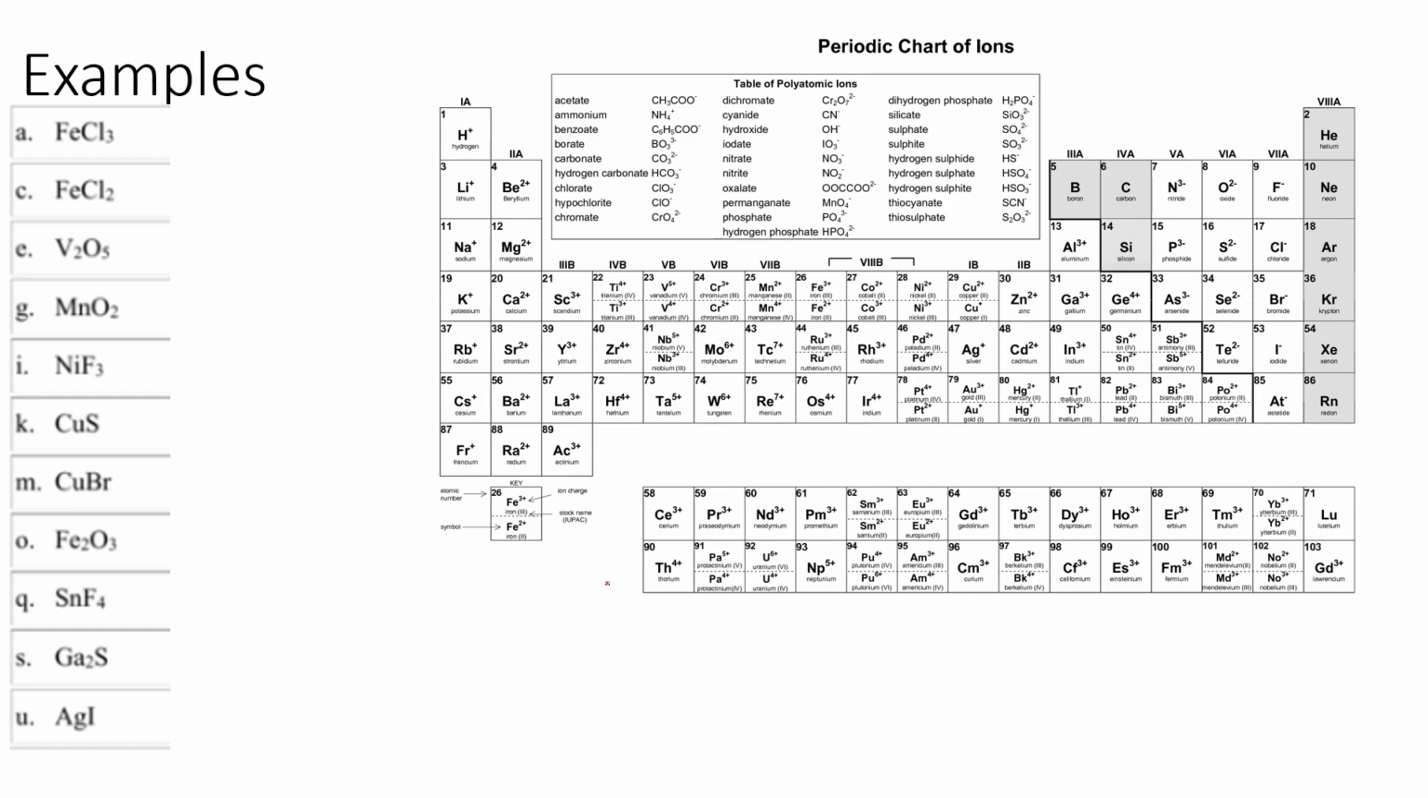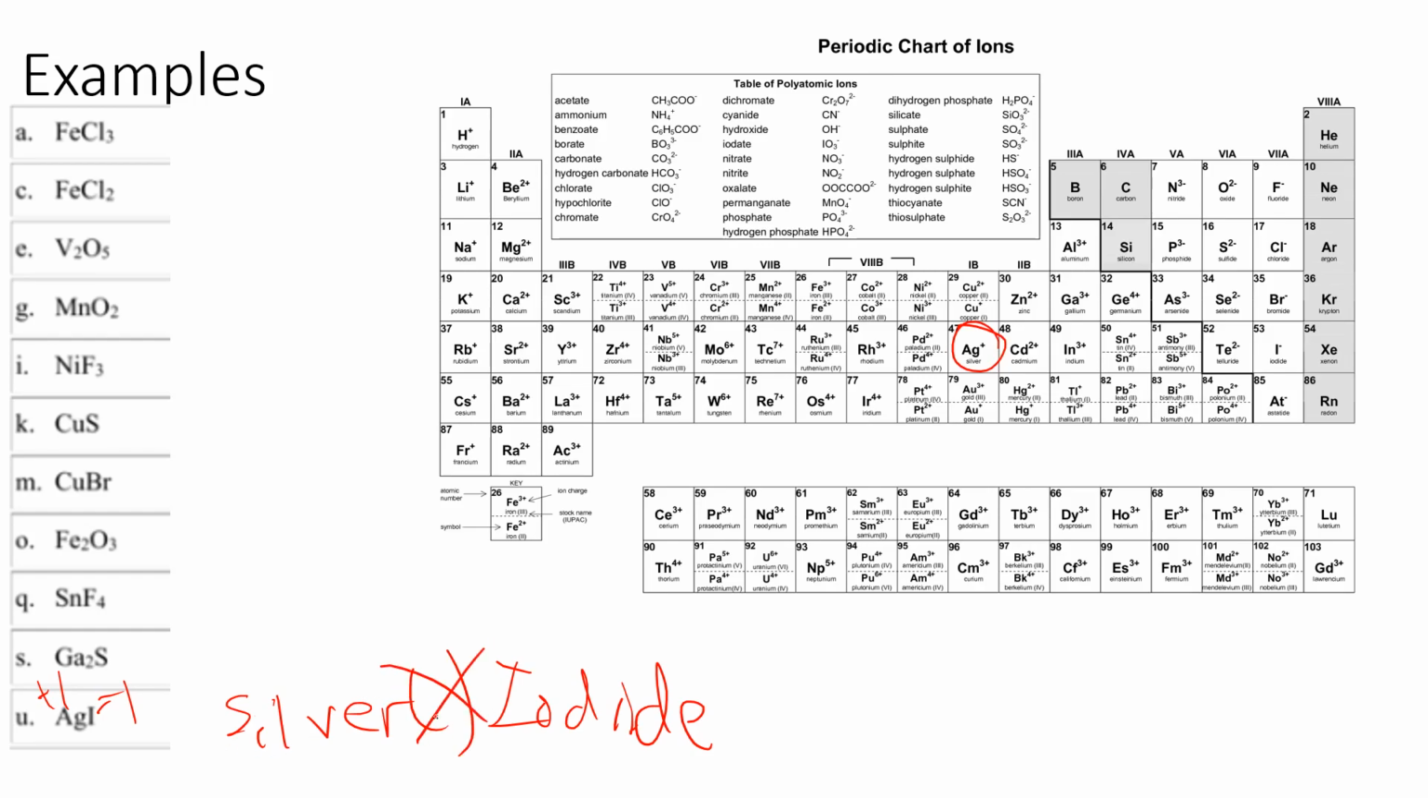Okay, and finally, silver iodide. Iodide is always -1, but it doesn't matter because silver is also always +1. So even though it's a transition metal, we just have to say silver iodide. We don't have to put any brackets, okay? If you put brackets, that's wrong.